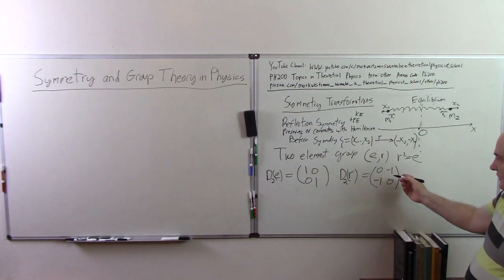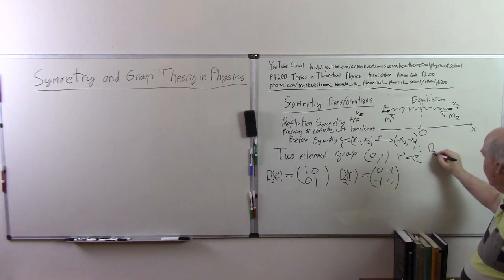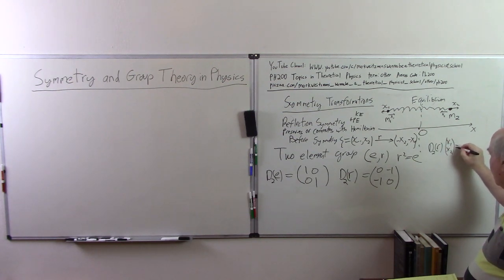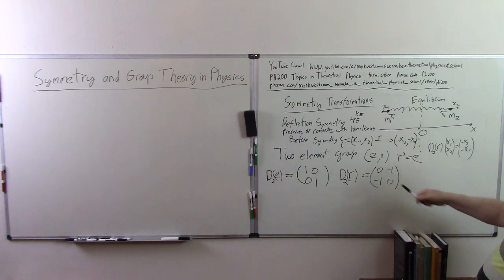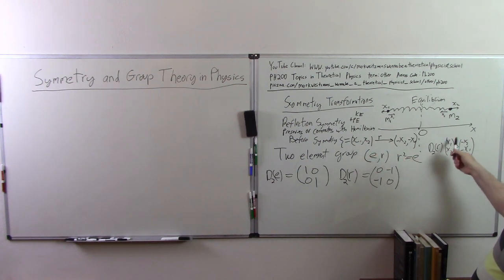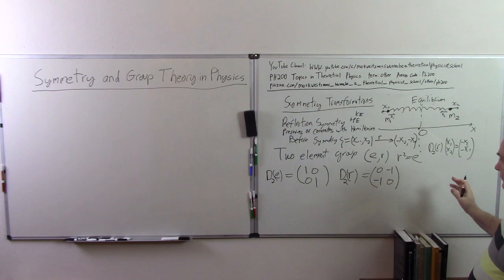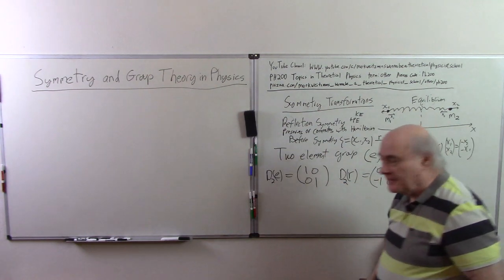Now you can easily see this if you take D2R and apply it to our vector x1, x2, you're going to get -x2, -x1. So that's exactly what this means. Sometimes we write them as row vectors, sometimes as column vectors. But when we use matrices, we'll usually use column vectors, but that's the type of nonsense we don't have to worry about. So this is a representation of this two-element group.